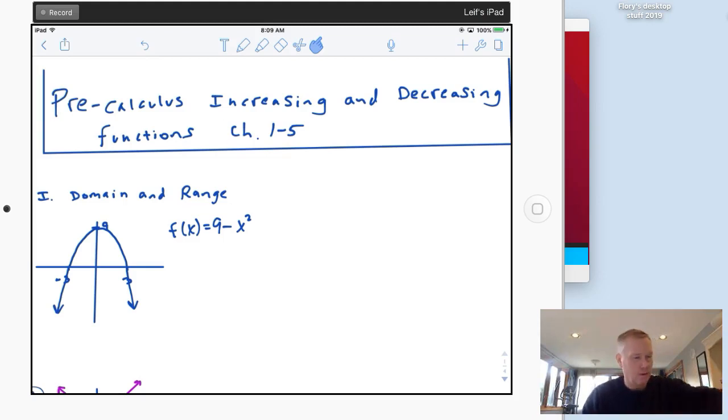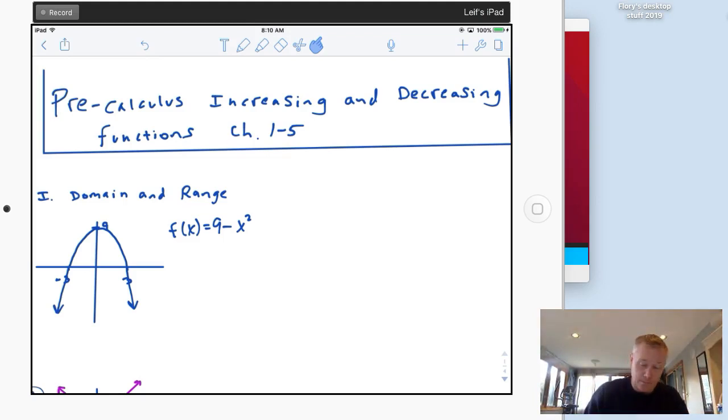So if I was looking at domain and range, the first type of problem here is if I gave you this graph, and this graph has the function that goes along with it, which is 9 minus x squared, which means it's got a y-intercept of 9. A is negative, so it's a parabola that opens down, and it goes through 3 and negative 3 as the x-intercepts, as you can see.